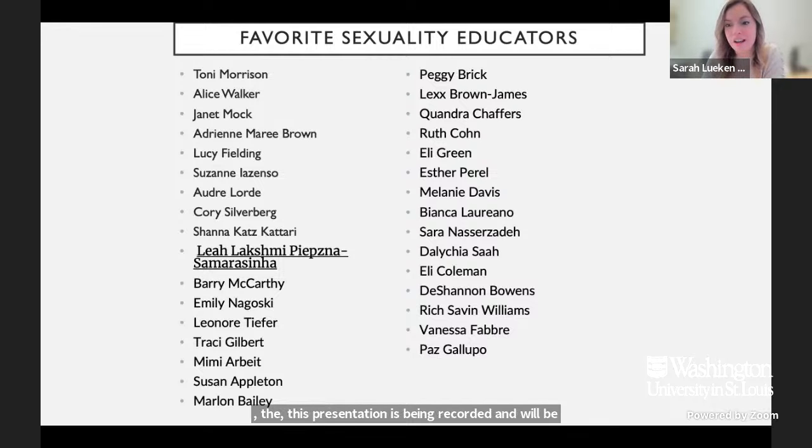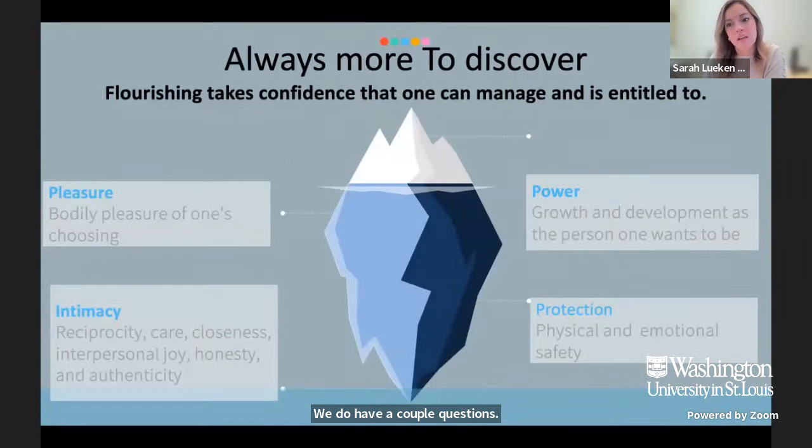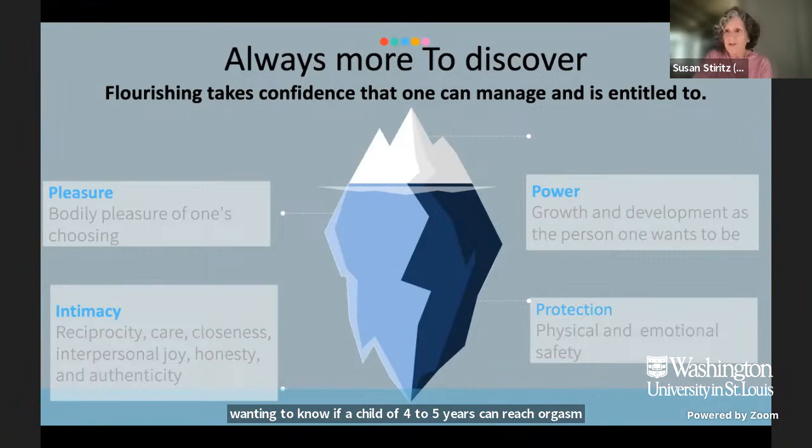We do have a couple questions. The first question, going back to the beginning of your discussion about sexual development: someone wanted to know if a child of 4 to 5 years can reach orgasm. Well, actually, we have documented masturbation within the womb, and some claim that the shudders that happen are orgasm. It's hard to really know, but yes, children can have orgasms.